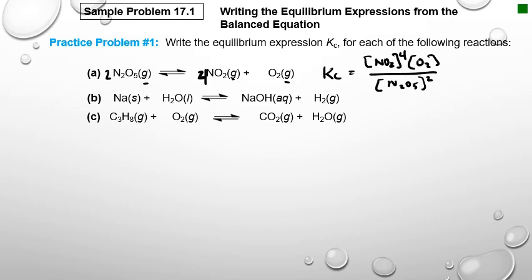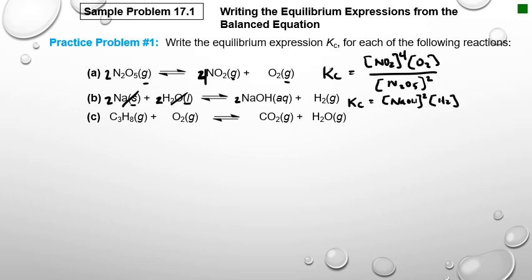For our second example, we need to balance our equation, so I'd have 2 for the sodiums, 2 for the waters, and 2 for the sodium hydroxides, and then 1 for the hydrogen gas. We now have a heterogeneous equilibria, so notice I have a solid and a liquid, so both of those would be canceled out from our expression. So I'd have Kc is equal to the concentration of the NaOH squared times the concentration of H2.